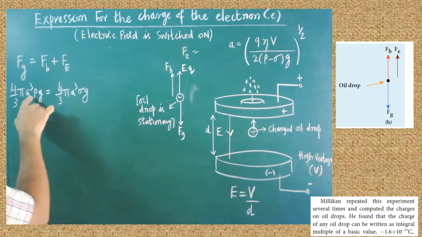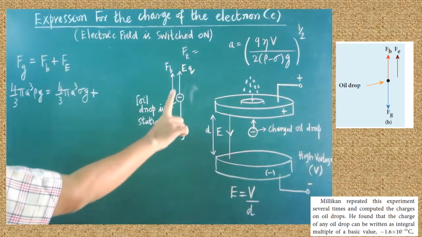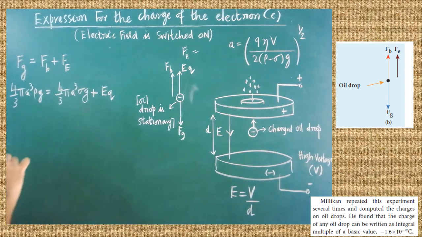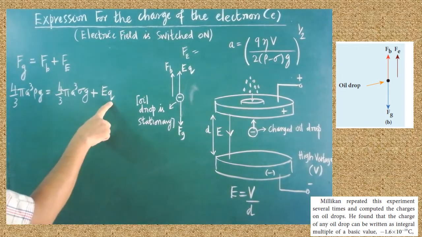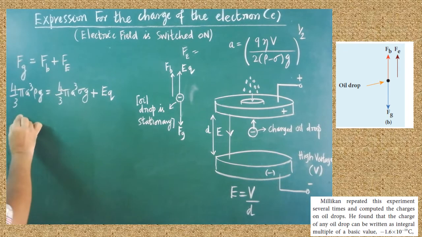That is the expression of the upthrust. Plus, the electric force acting on the oil drop in the upward direction can be written as EQ. Are you clear? EQ can be written. Now, what's our aim? We are going to get the expression for Q. Bring this factor to this side.